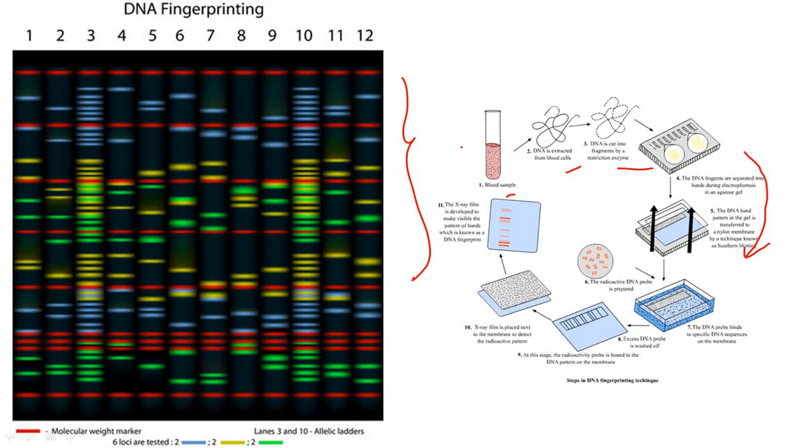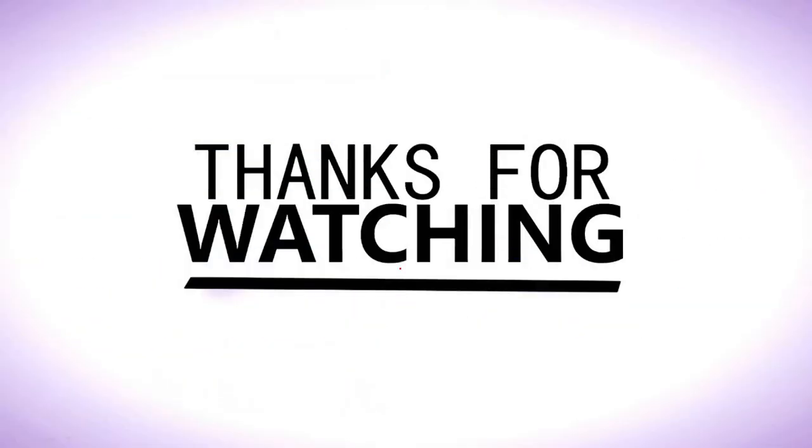I have shown you the schematic flow chart only. The X-ray film is placed next to the membrane to detect the radioactive pattern. And from that X-ray film we came to know about the sequence. I hope you understood very clearly as I've explained a lot.